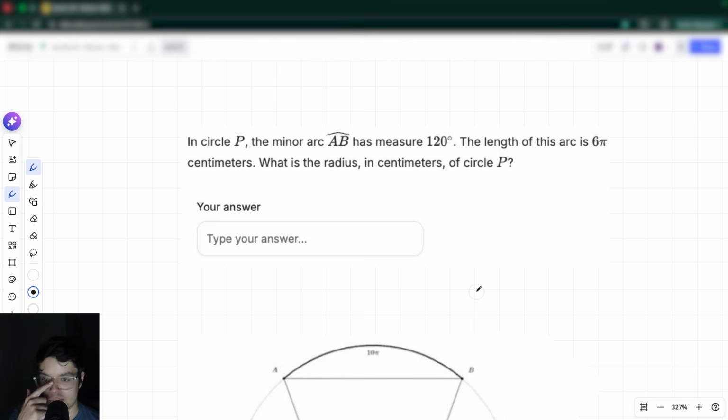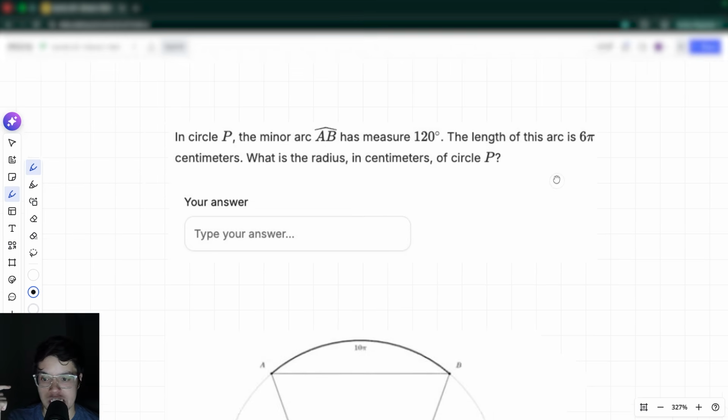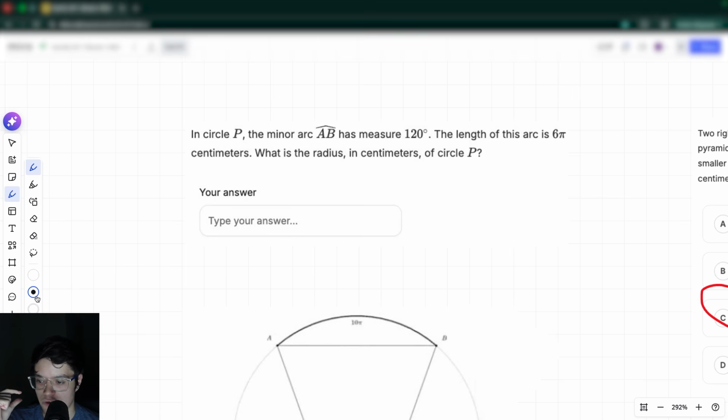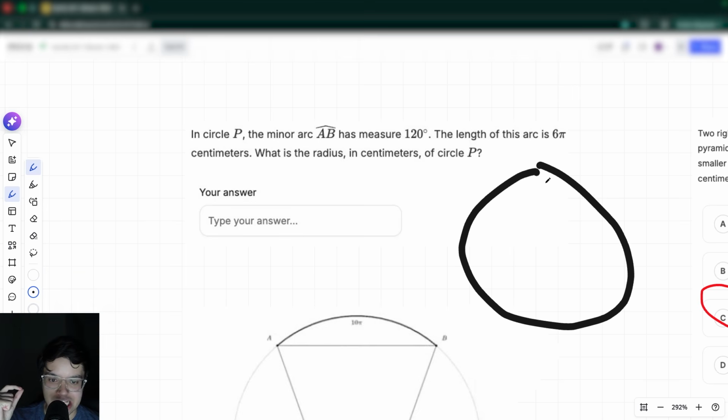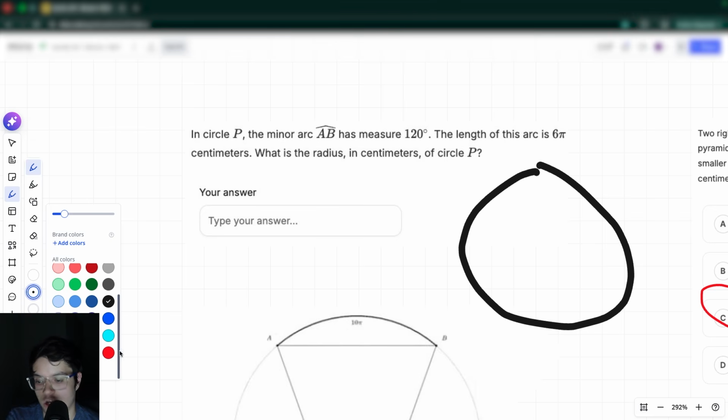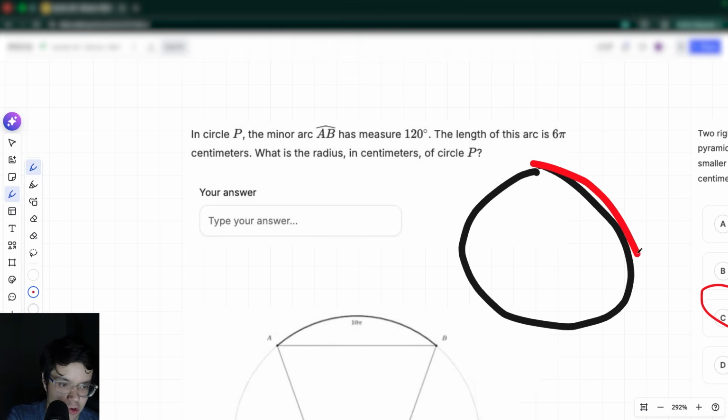A couple of the problems I didn't have in the original recording. First, this one. In Circle P, the minor arc AB has measure 120. The length of this arc is 6 pi centimeters. What is the radius of Circle P? So a few different things we have to do here. First, let's just draw what we're given here. It says it has a minor arc, which just means an arc. Whenever it says minor arc, it just means regular arc, of 120 degrees. And then it says the length of this arc is also 6 pi centimeters. So we have both the degree measurement and also the length of it.